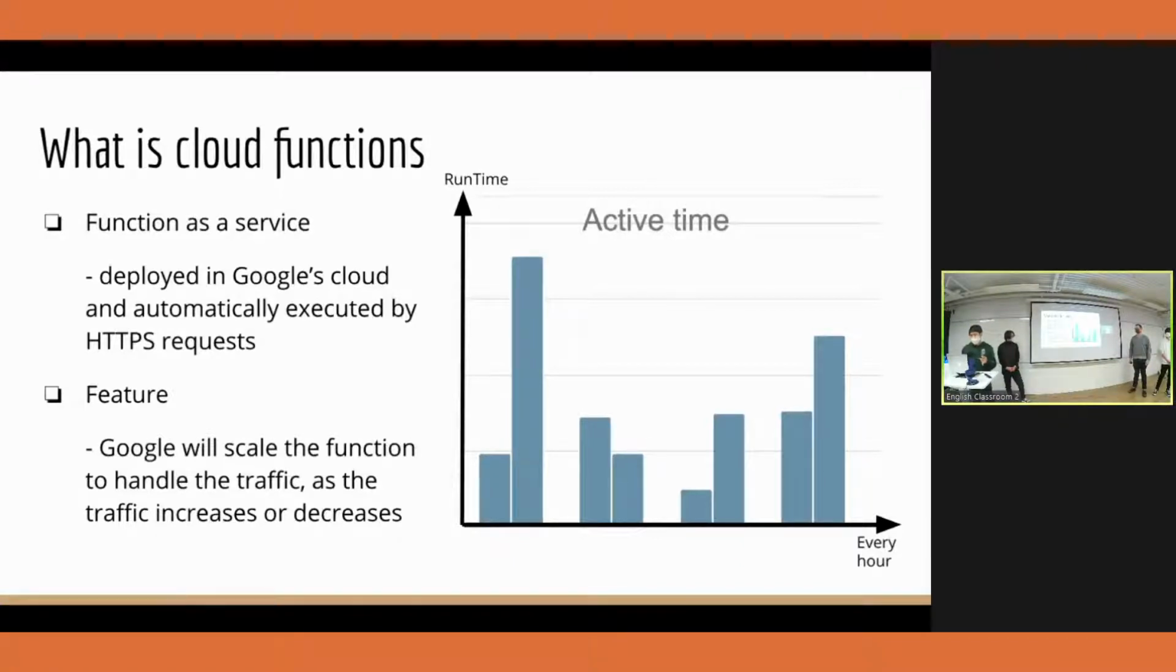Then we take a look at the chart. The chart shows the active time of cloud functions. The time when the cloud function is running is the time when we're using the cloud function. So I can say that the time it's running the cloud function is the same as the cost we incur.